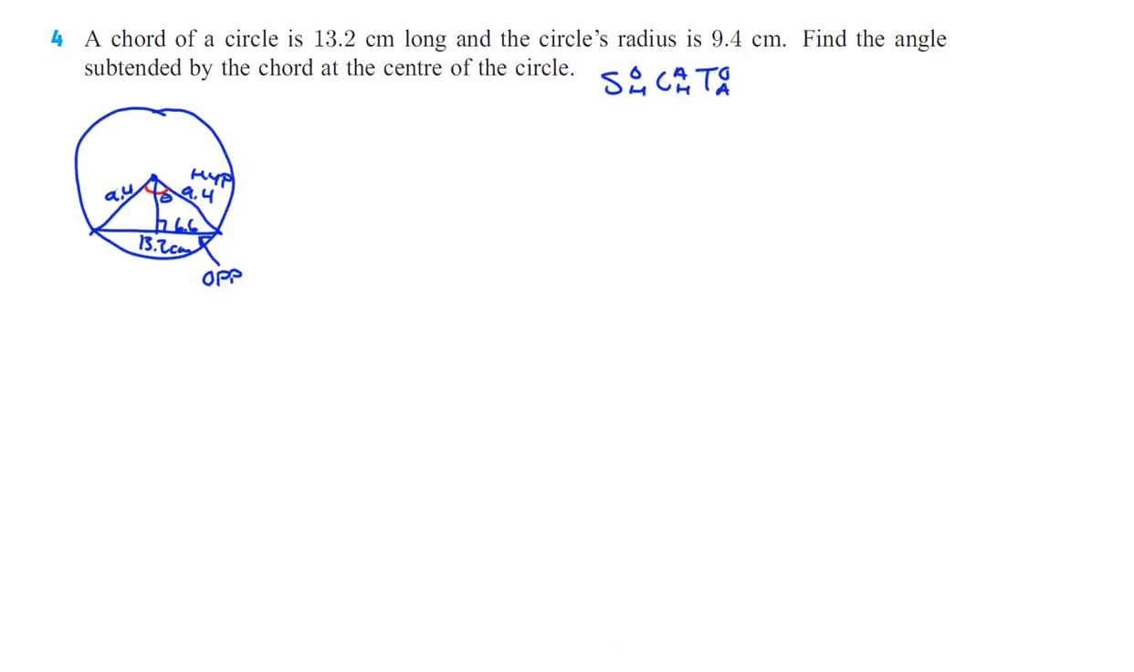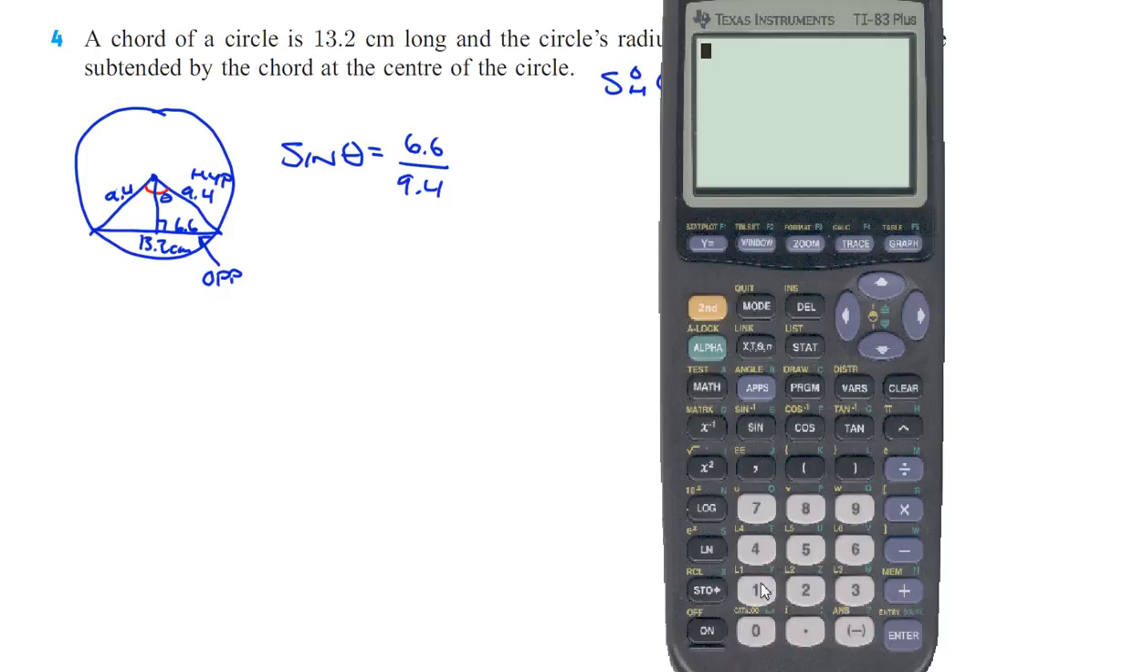So using our SOHCAHTOA, we have opposite and hypotenuse, so that's sine. So let's do this. We'll do sine of theta equals opposite, which is 6.6, divided by hypotenuse, which is 9.4. So we're going to want to do inverse sine of 6.6 divided by 9.4, which gives us that this angle right here is 44.59, but we don't want just that angle there.